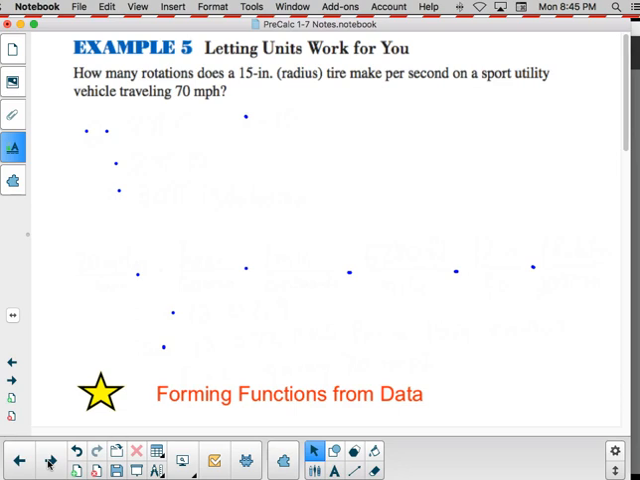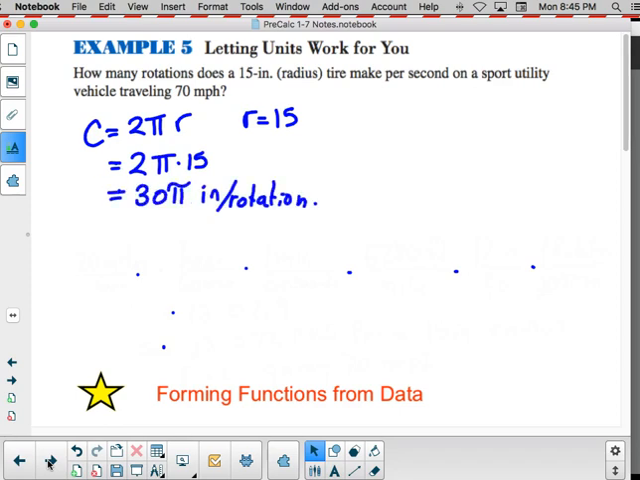Well, the things I've got going is my circumference is 2 pi r. I've got a radius of 15 inches. So I plop those in, and I know my circumference is 30 pi inches per rotation. So it goes once, I'll go 30 pi inches down the road. Almost, more than 90 inches I'll be able to go each time it rotates.